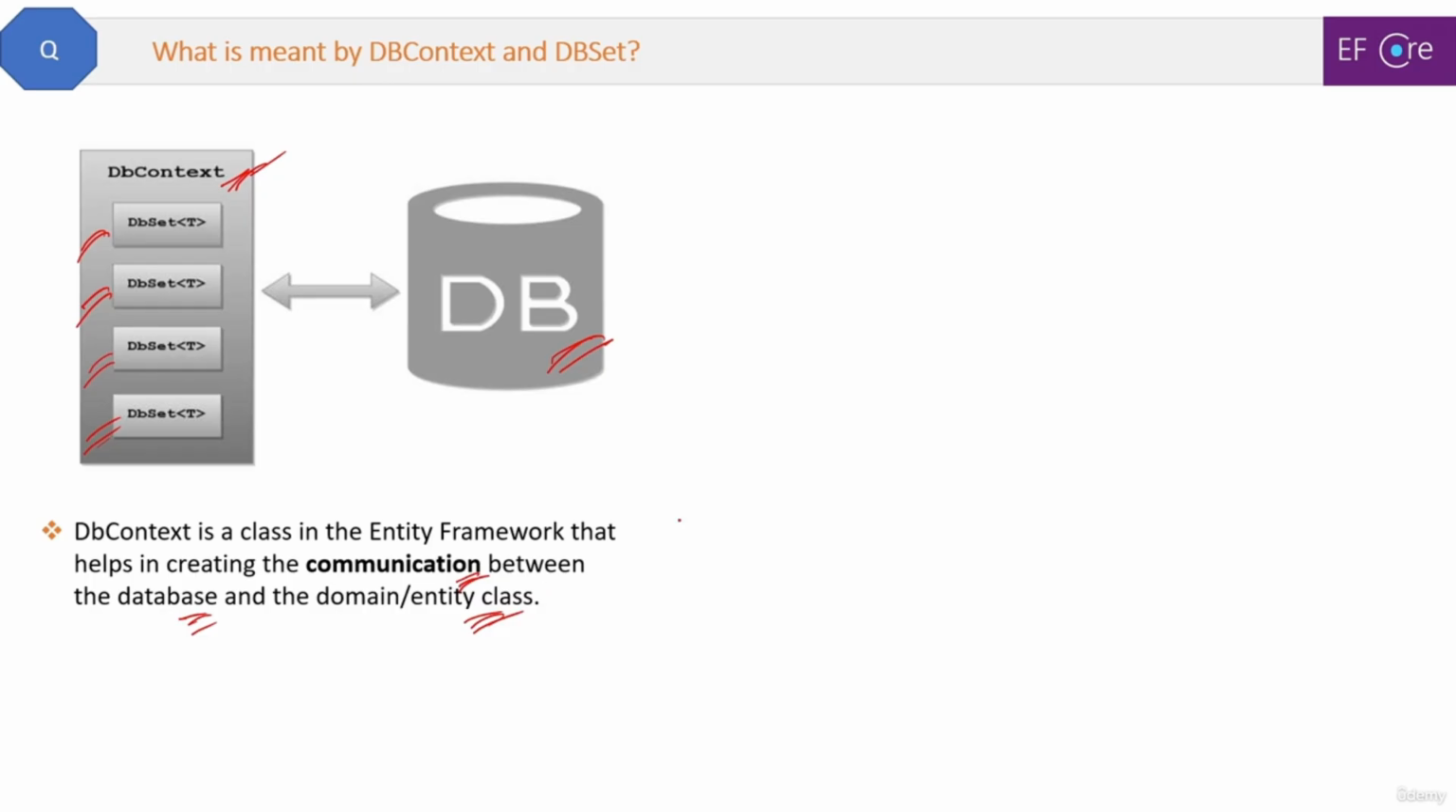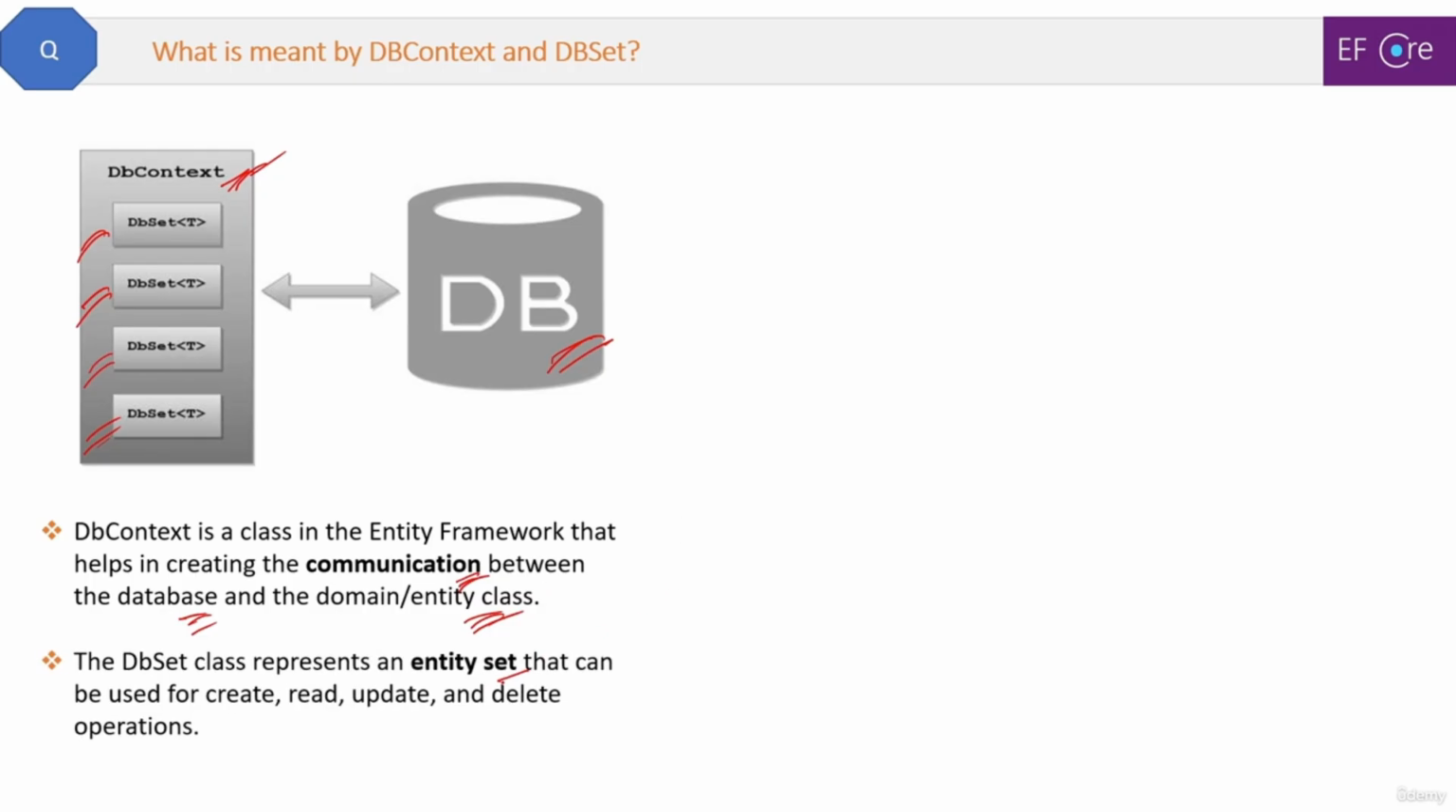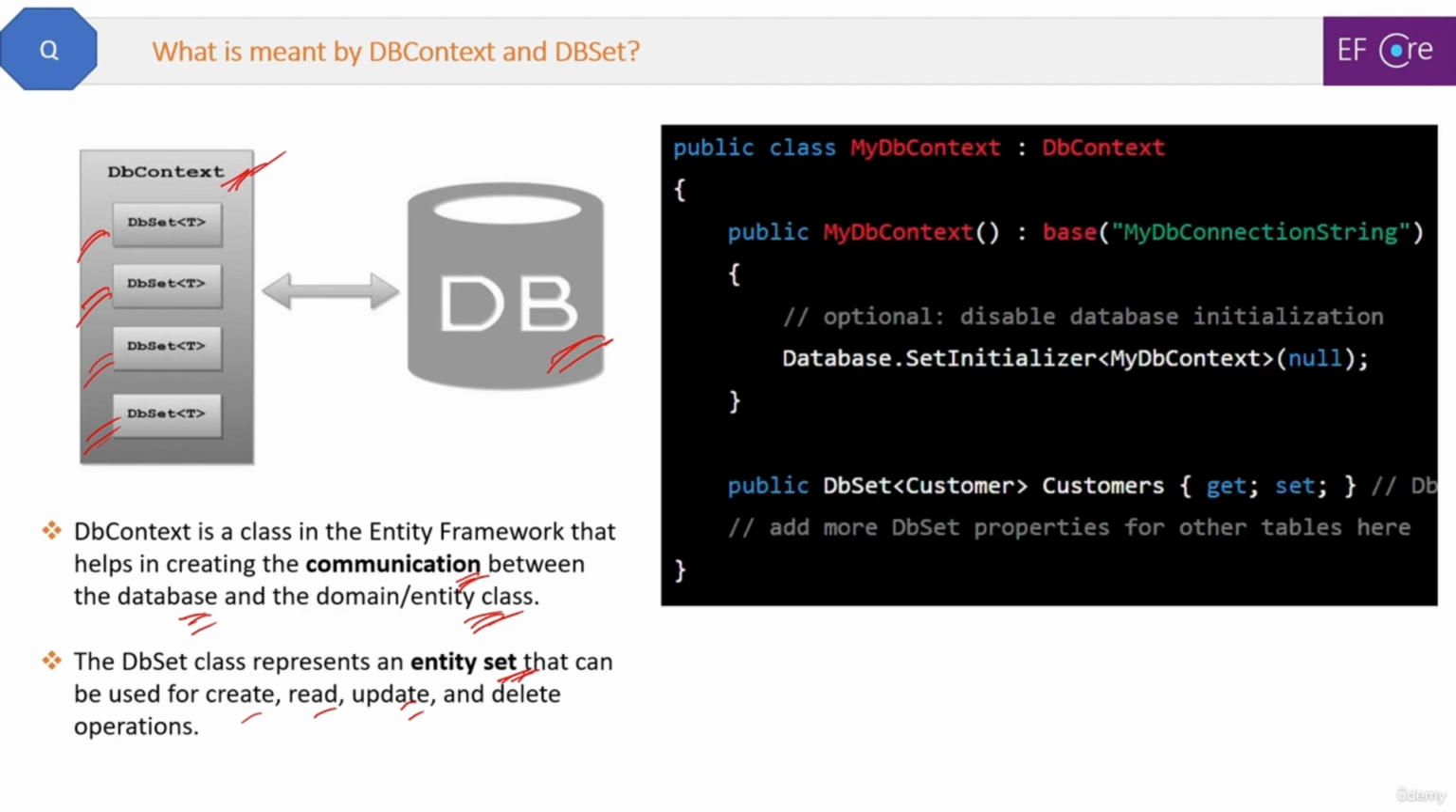Whereas the DB set class represents a particular entity set that can be used for create, read, update and delete operations. So a particular entity set only refers to your DB set. And here you can see the code example also. My DB context is inherited from DB context so that we can communicate with the database. Then inside the constructor, we are using the connection string to set up the connection with the database. And at last, this is the DB set for the customers table. If you have multiple tables, then you can put multiple DB sets to represent them. Great. Now I think you know the difference between them, right?